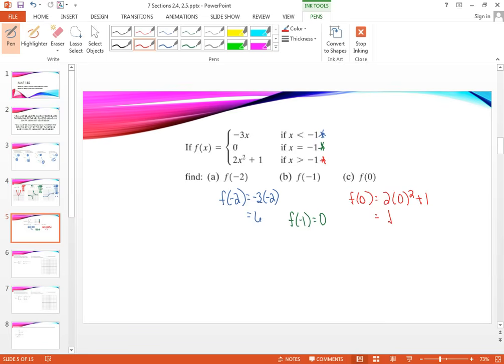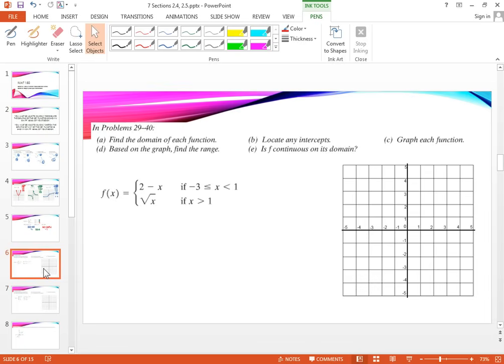Okay. So if you're just plotting, if you're just trying to find function values, the main thing is you just have to look and see which condition you're under to see which function you're plugging the values into. This is all one function, but it's different pieces at different places. Okay. All right, so let's look at this one.